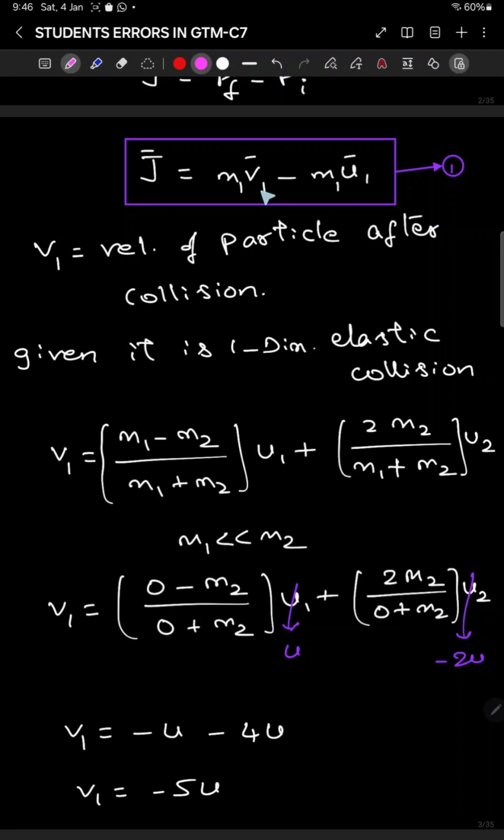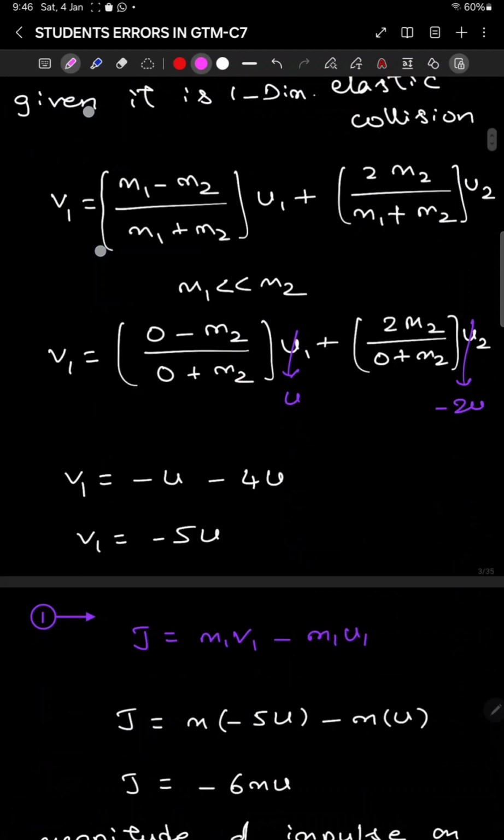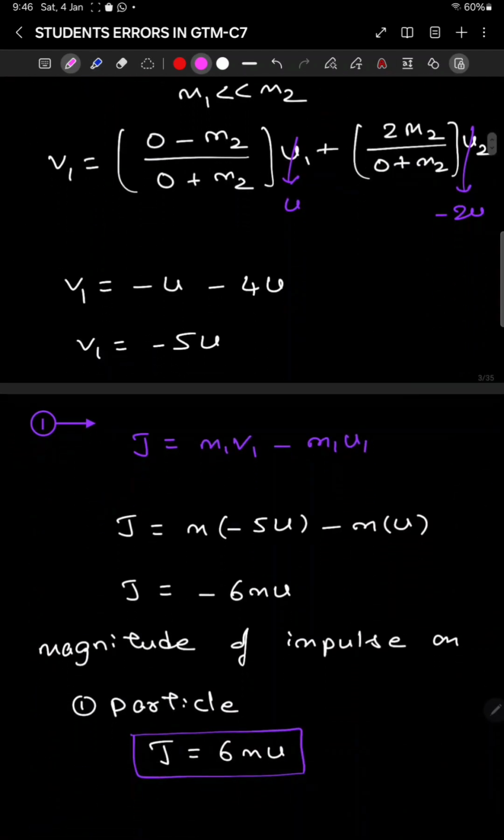Substitute v1 here and you can find impulse. v1 value minus 5u, initial velocity u. Simplify this one, you will get minus 6mu. We are asked to find the magnitude of impulse on the first particle. So 6mu is the answer.